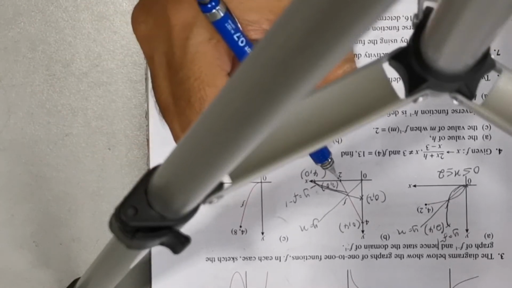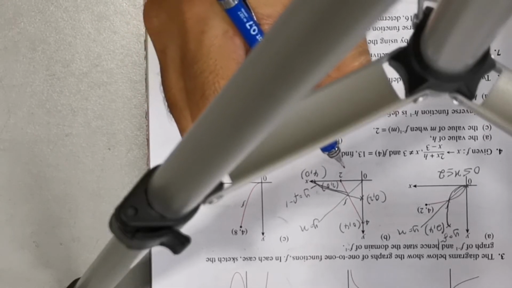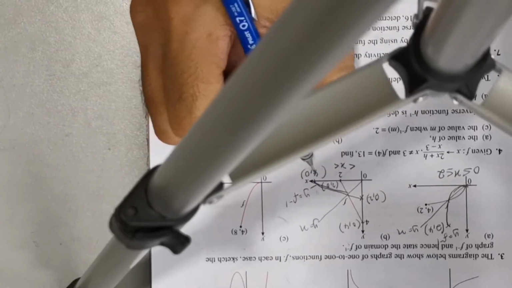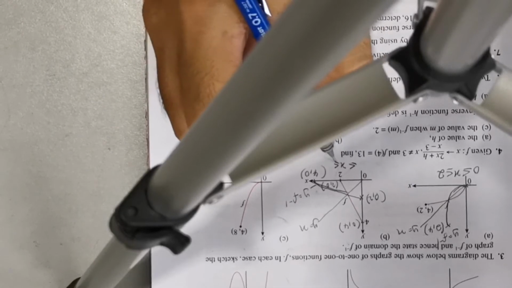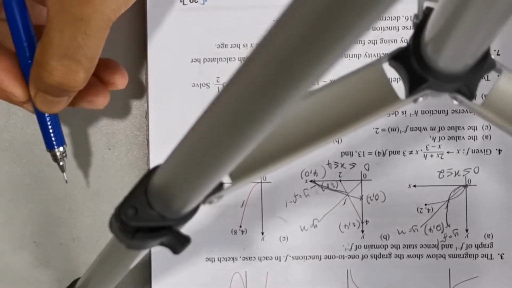So the domain for the inverse of f will be between, the smallest is 0, the highest is 4. It's between, including 0 and 4. And last one, C.